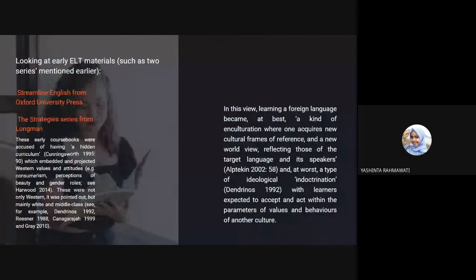In this view, learning a foreign language became, at best, a kind of enculturation where one acquires new cultural frames of reference and a new worldview reflecting those of the target language and its speakers, Risager 2002. And at worst, a type of ideological indoctrination, Dendrinos 1992, with learners expected to accept and act within the parameters of values and behaviors of another culture.